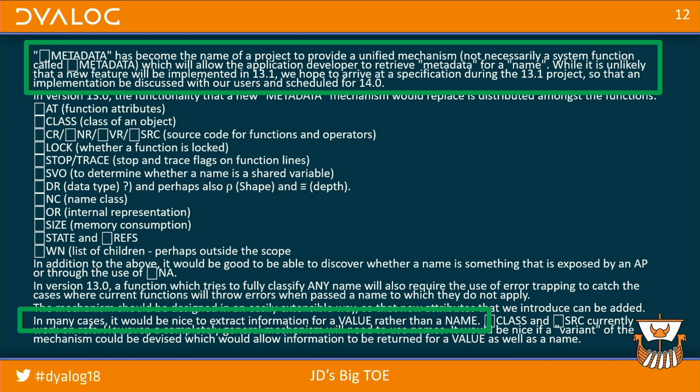Interesting, though, thing down here, of course, is a lot of these functions take the names of things as arguments. And there's a thing here that says, in many cases, it would be nice if we could figure things out based from values rather than from the names of things. So we'll bear that in mind as we go through.